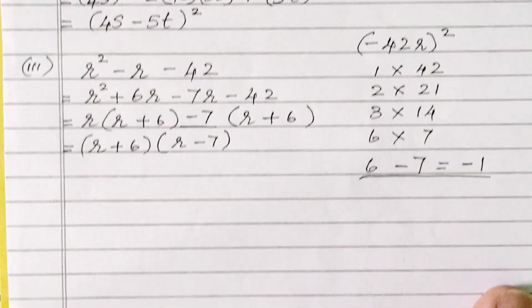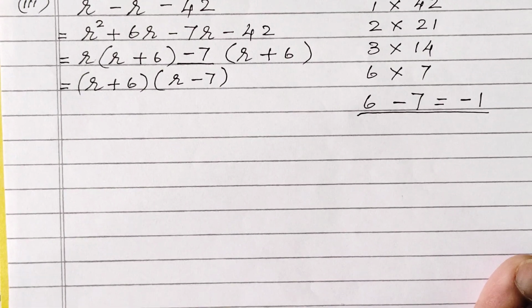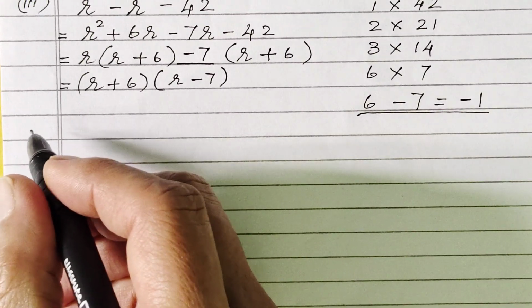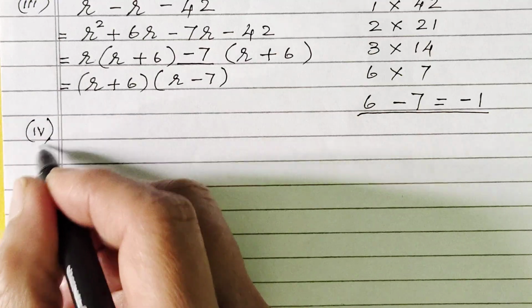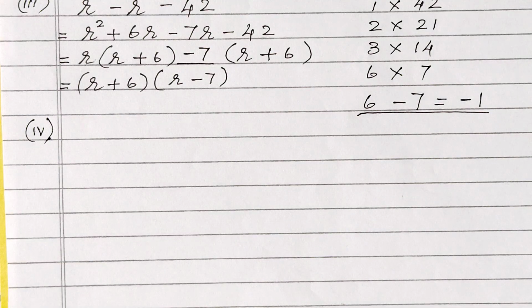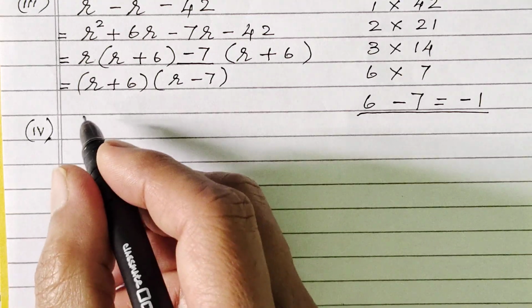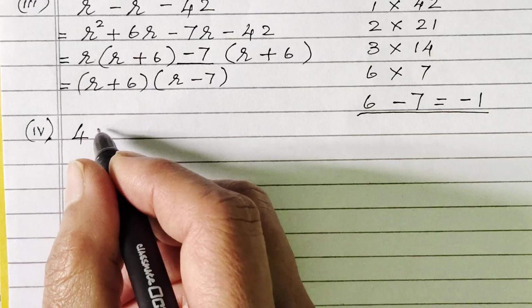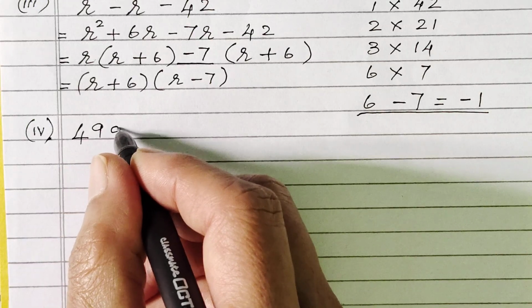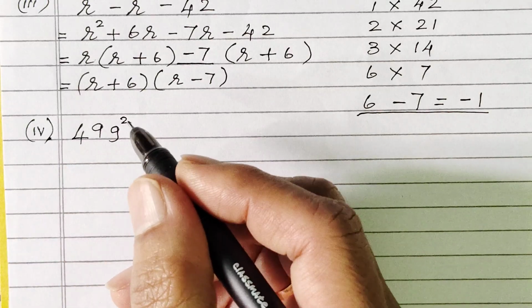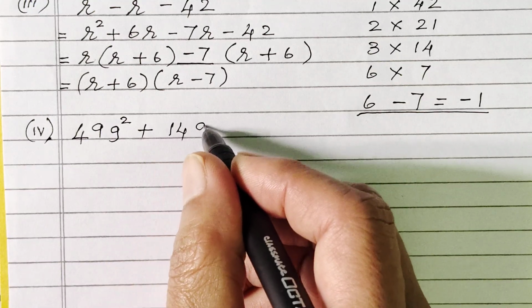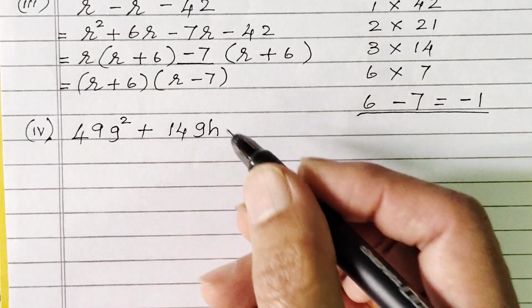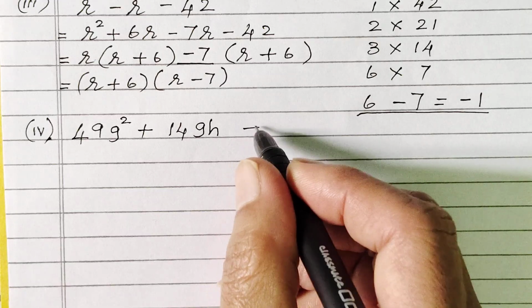Now we will move to the next sum, the fourth one. The fourth sum is 49 g square plus 14 gh plus h square.